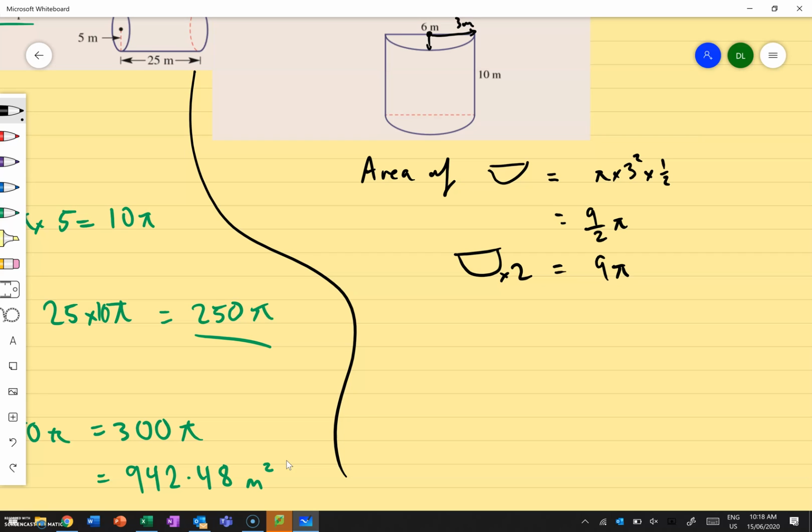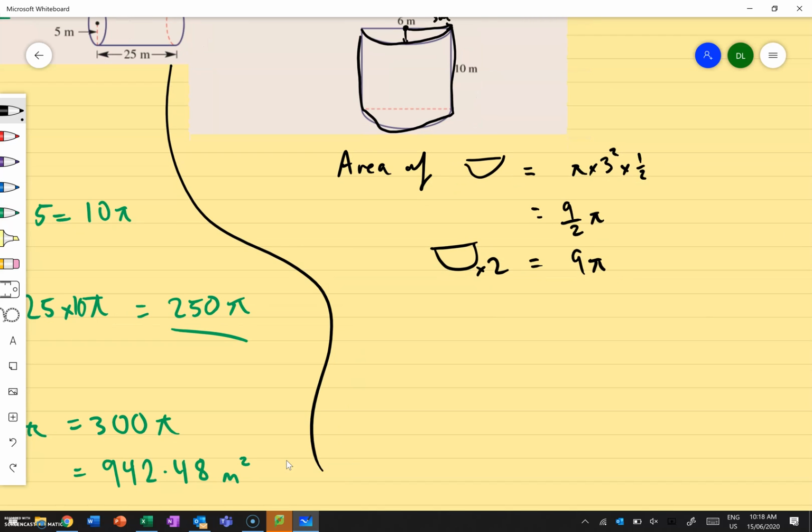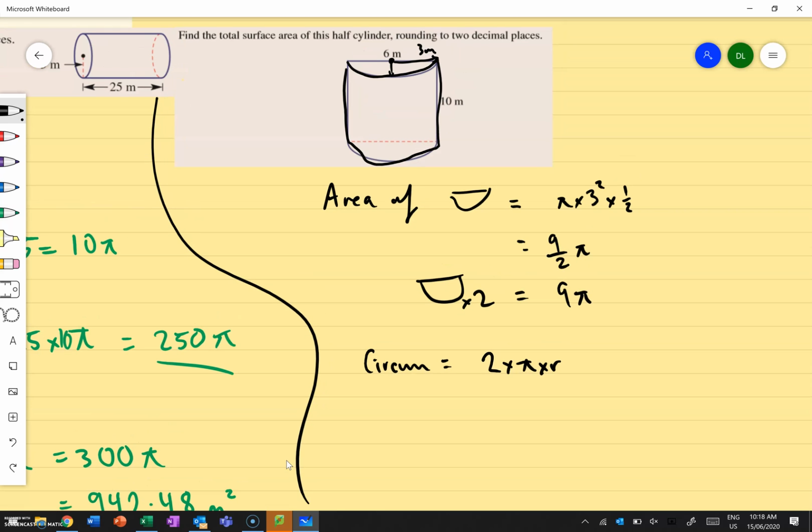Now I just need to find the surface area of this section here. Right? So what's the circumference? The circumference is equal to 2 pi r, but I only want half, remember? Because it's only half here. Divided by 2. So times by half. And that gives me pi times r.